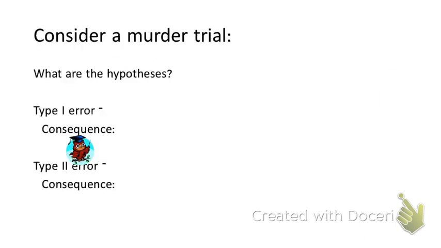Consider the murder trial example. I already have the hypotheses written for you. The null hypothesis was that the defendant was innocent. And the alternative was that the defendant was guilty. So, a type 1 error in context. We're going to refer back to our script.